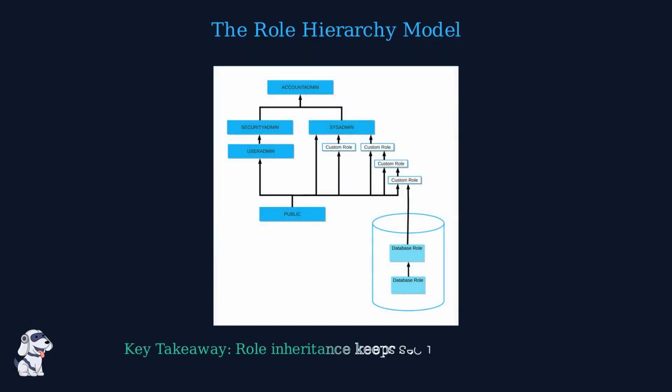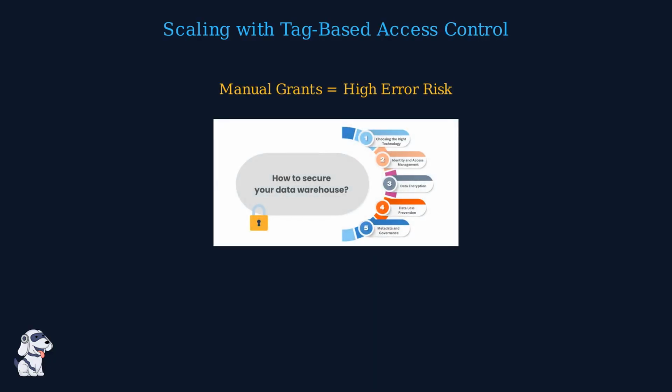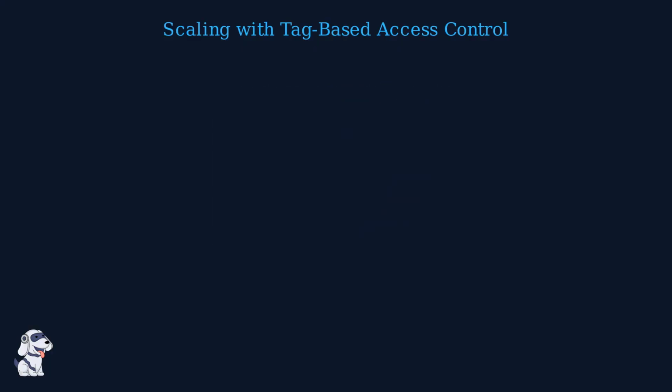This structure ensures that as your organization grows, your security remains manageable. You are no longer granting access to individual users, but to roles that represent a purpose. This keeps your governance clean and auditable. Granting access to hundreds of tables manually is a recipe for error. It creates a chaotic web of permissions that is impossible to maintain as your data grows.